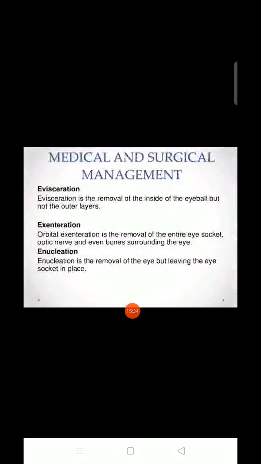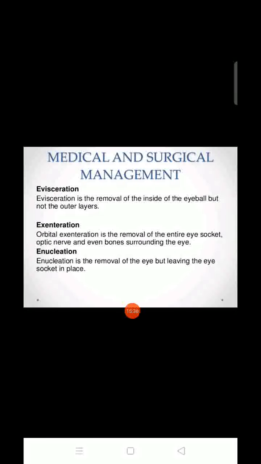Next in medical and surgical management is evisceration. Evisceration is the removal of the inside of the eyeball but not the outer layer. We have to remove the inside of the eyeball, but we should not remove the outer layers. Exenteration: orbital exenteration is the removal of the entire eye socket.